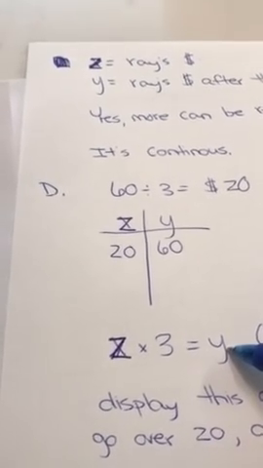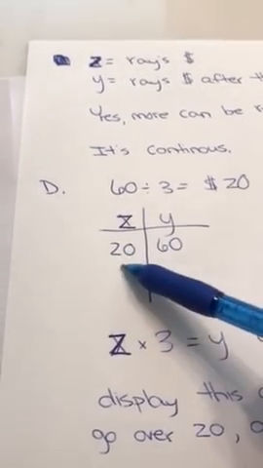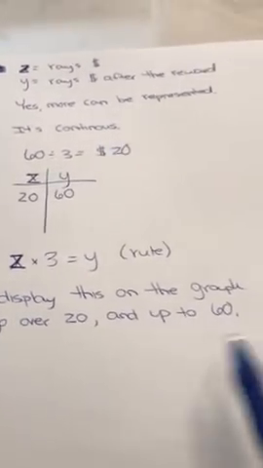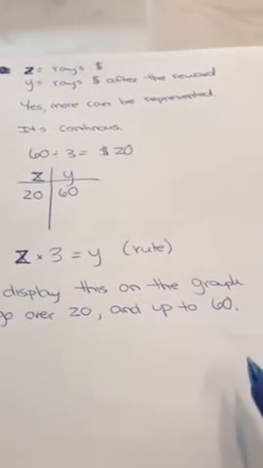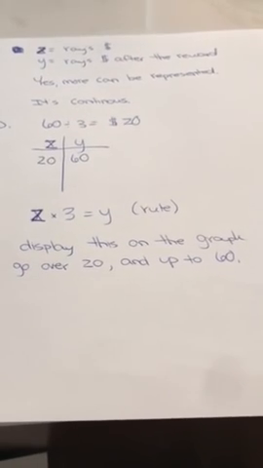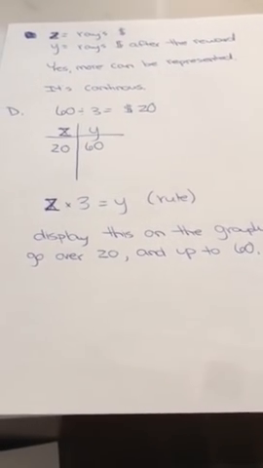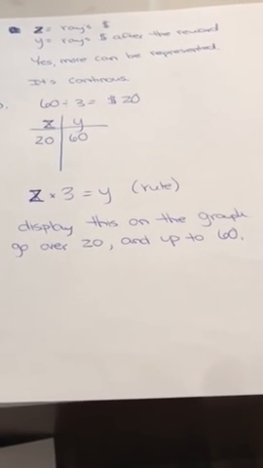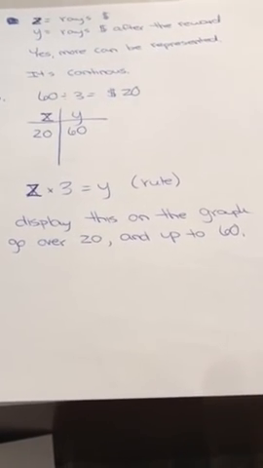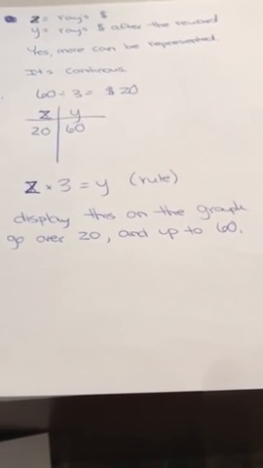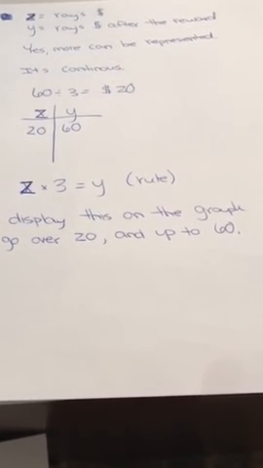And then last it says, how could you use your graph? Well, once you figure this out and you have your rule, you can display this on the graph. You just go over 20 and up 60. All right, so again, you would just plot it on the graph. We stopped at 15 on our graph. I could keep going up to 20 and I could extend it up to 60 if I needed to, because we all agreed that this graph is continuous. It's going to keep going.